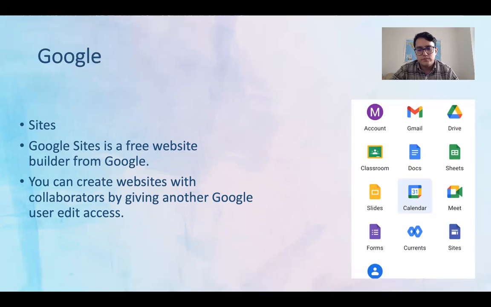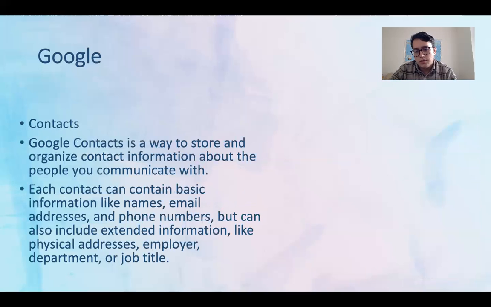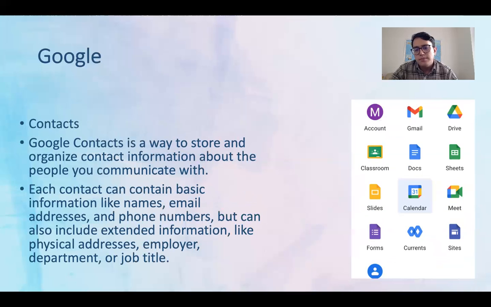Next is Sites. Google Sites is a free website builder from Google. You can create websites with collaborators by giving another Google user edit access. So collaboration is when you collaborate with someone, a partner, a groupmate, a friend, a classmate. So maybe you have to create a website, so you can come to Sites and do it together. So you see, most of the apps on Google try to have teams work together. You can work at the same time, so it's faster.